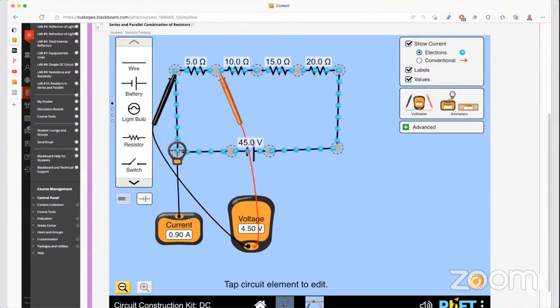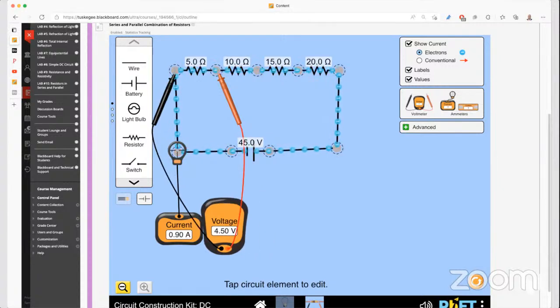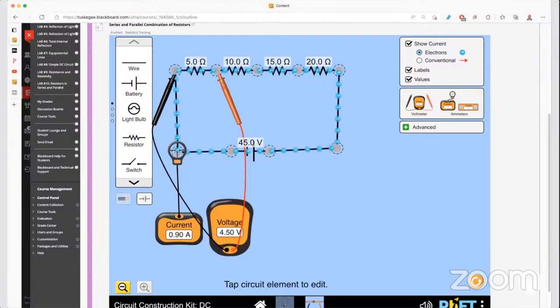Now let's measure the voltage across the 5 ohms. Clearly, you can see it's 4.5 volts. Now, is this consistent with Ohm's law? Let's check. So the scope, place the scope here. The current going through the 5 ohm resistor is 0.9. What is 0.9 multiplied by 5? Somebody multiply that and tell us the answer. 4.5. So that indeed validates Ohm's law for this.